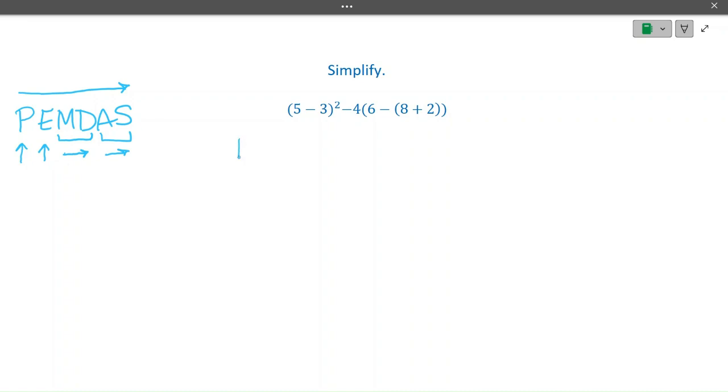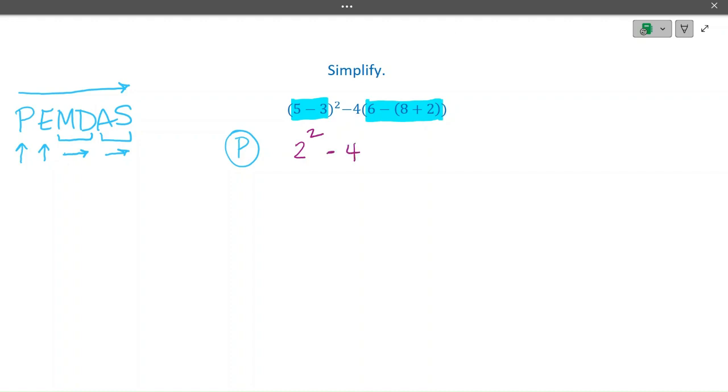Our first step is to deal with parentheses. So I noticed that I have two sets of parentheses. Well, actually, two sets and then a set within the set. So we'll talk about how that works. So I'm going to go ahead and simplify. I'm working from left to right. 5 minus 3 is 2. And then that stays squared minus.